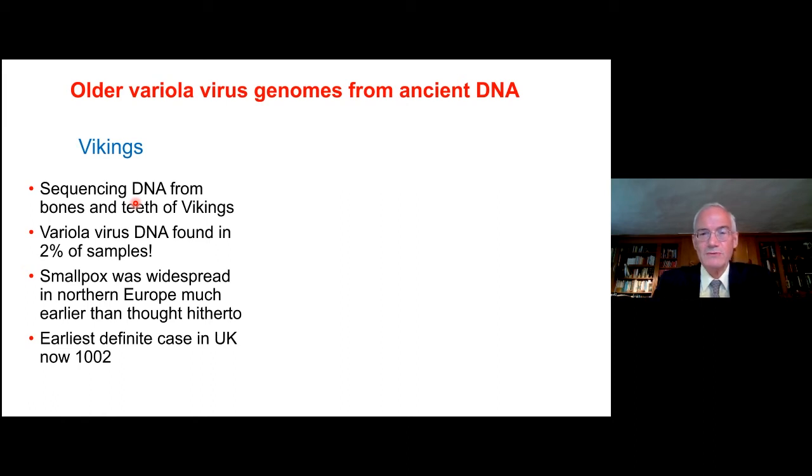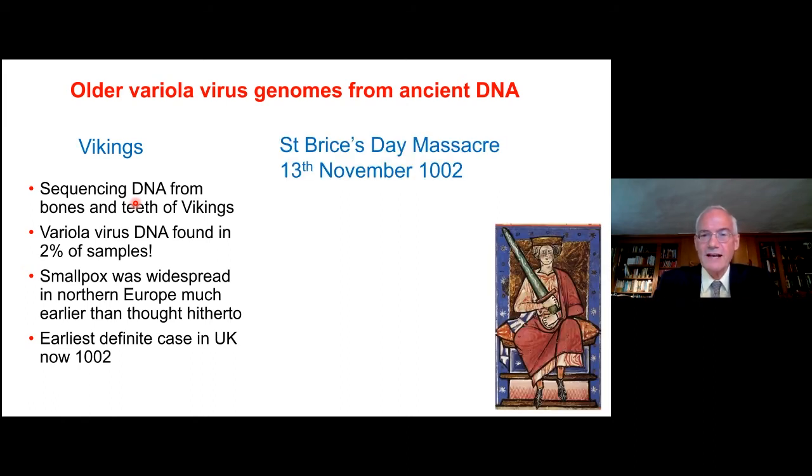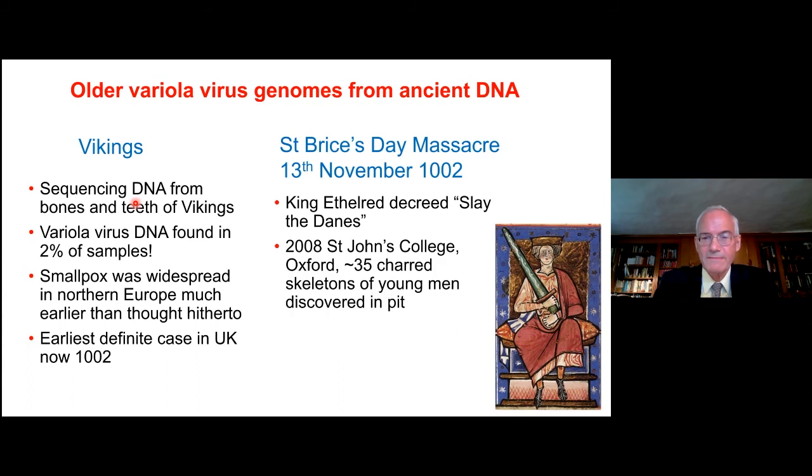And that had a special resonance for historians because that is the date of the St. Brice's Day massacre, when Ethelred the Unready decreed that the Danes should be slain because he was fearful that they would overtake his kingdom. And one massacre took place in Oxford, and the massacred young men were cast into a pit. And in 2008, an excavation in St. John's College in Oxford uncovered that pit and found the charred remains of the skeletons of the 35 young men that were shown to be Vikings, and analysis of the DNA from one of those detected variola virus.